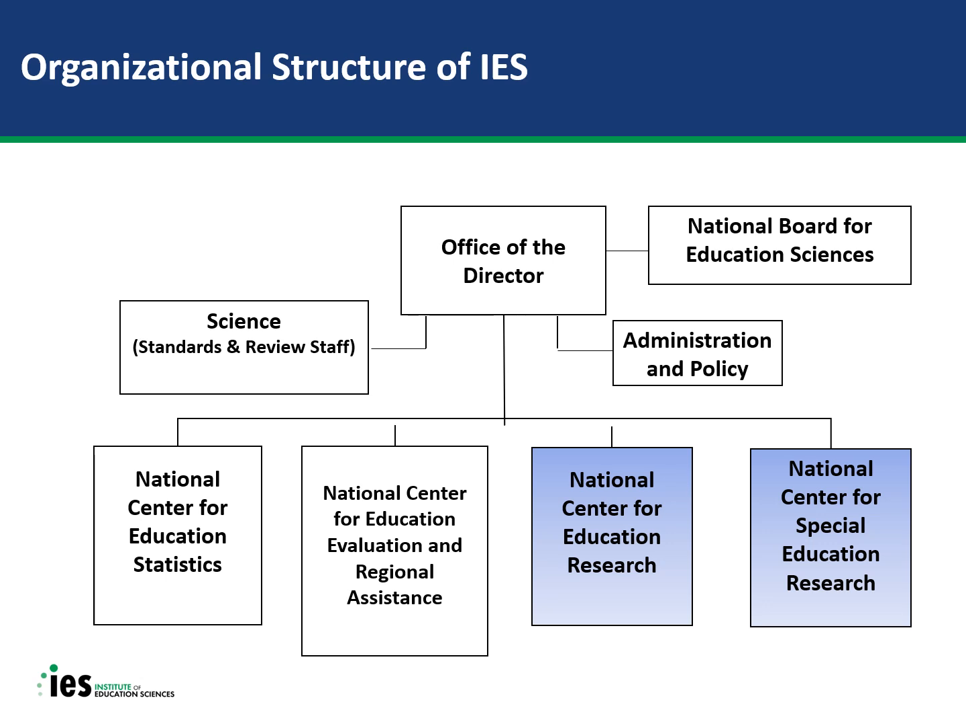The 2 centers that award grants are highlighted here in blue. The National Center for Education Research, referred to as NCER, and the National Center for Special Education Research, or NCSER. The grant opportunities that we will be talking about today are managed through these 2 research centers. You will also notice here that the research centers are separate from the science office and standards and review staff, meaning that we, the program officers, are not involved in the peer review process. This allows us to work closely with you, provide technical assistance to you on your applications. We will discuss more about that later in this webinar.